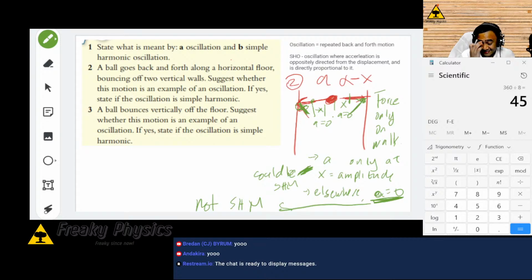All right, let's do 3. Is this oscillation? And if so, is this simple harmonic? This time, for 3, you have a ball hitting the floor and bouncing up, then back and up, and so on. So is this simple harmonic motion? First of all, is it an oscillation? And second, is it a simple harmonic oscillation?